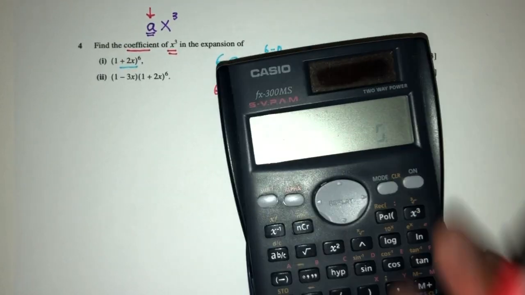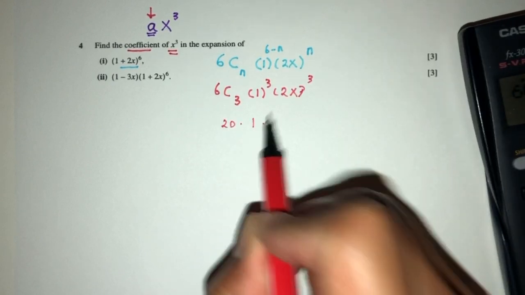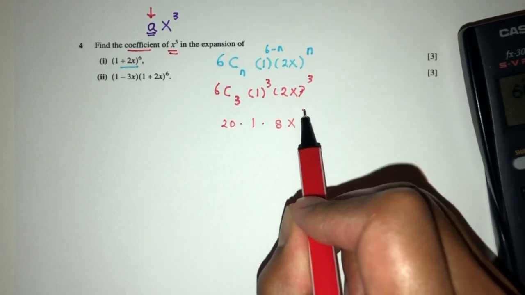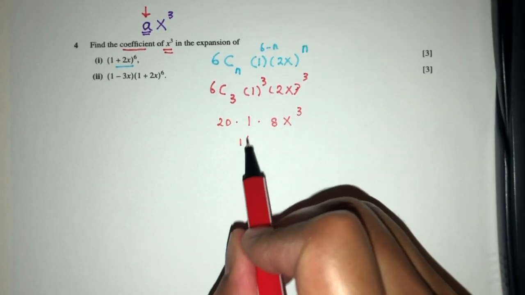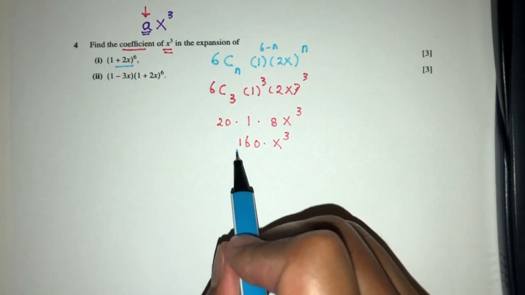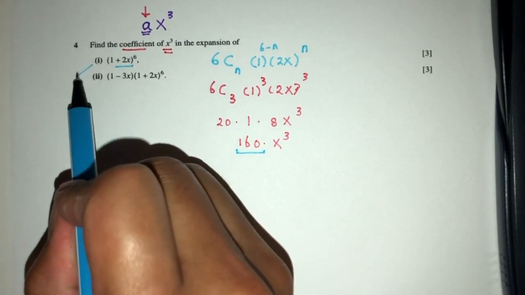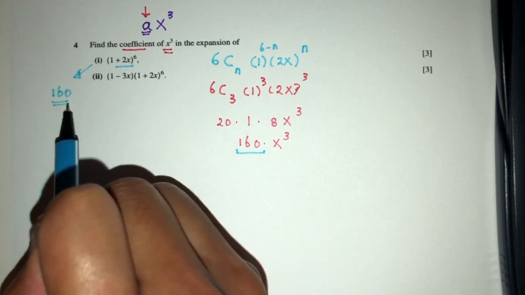So 6 choose 3, that will be what? 20 times 1 times 8x cubed. Now 20 times 8, that will be 160 x cubed, but your answer will be only 160 because we're looking for the coefficient of x cubed. So 160 will be your answer.